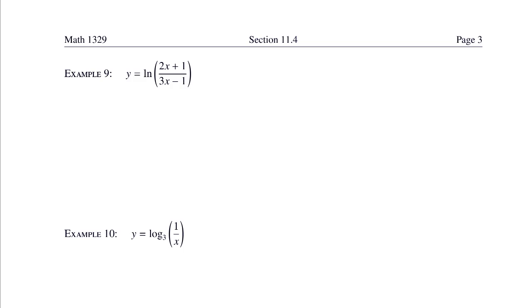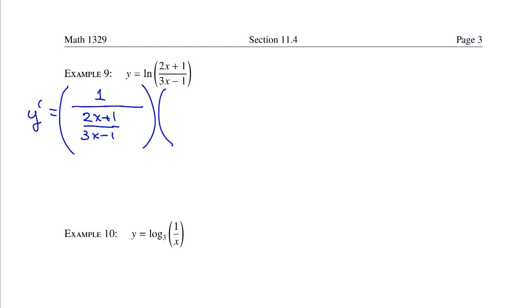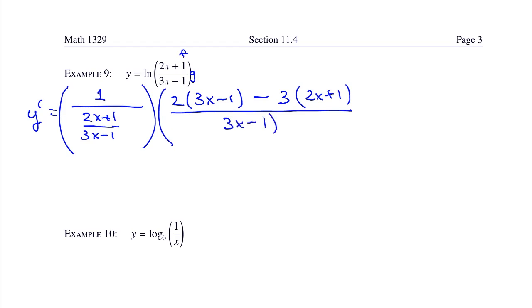Okay. So the derivative would be, I'm going to do it the old way. It's going to be 1 over the inside of the natural log, times the derivative of the inside of the natural log. That is a quotient. So we have an f, we have a g. So this is 2 times 3x minus 1, minus 3 times 2x plus 1, over 3x minus 1 squared. All right, we do need to simplify this one.